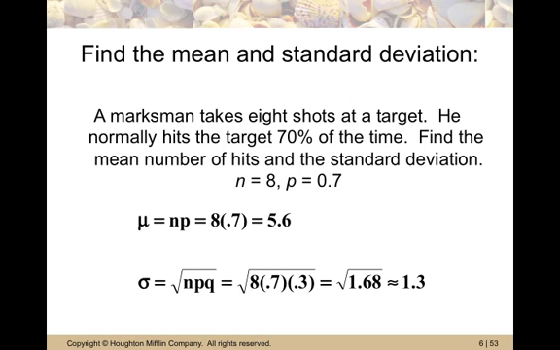For standard deviation, the square root of n times p times q, so the square root of 8 times 0.7 times 0.3, which gives us the square root of 1.68. Rounding to the nearest tenth, since we rounded the mean to the nearest tenth, the standard deviation is equal to 1.3.